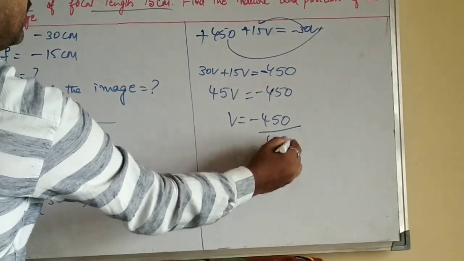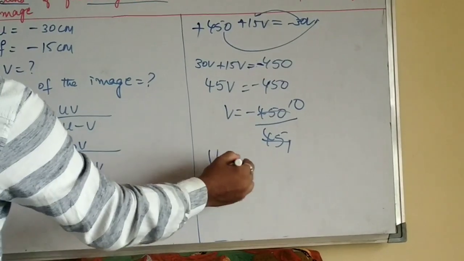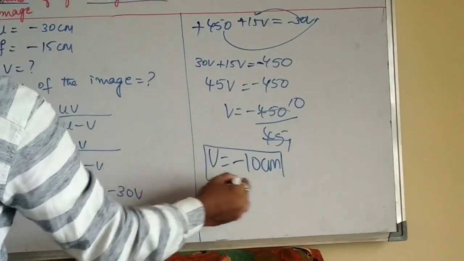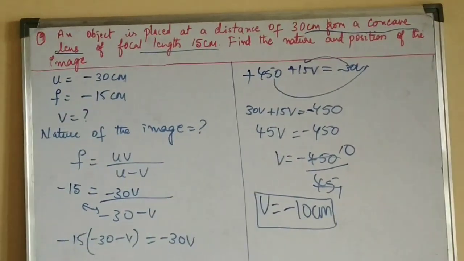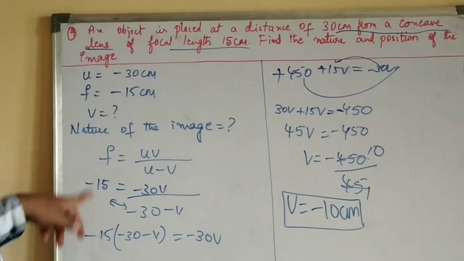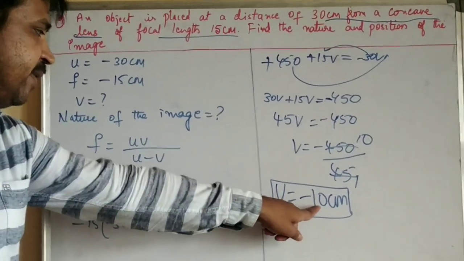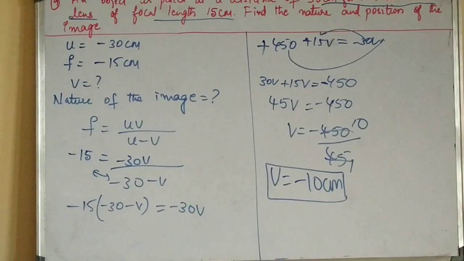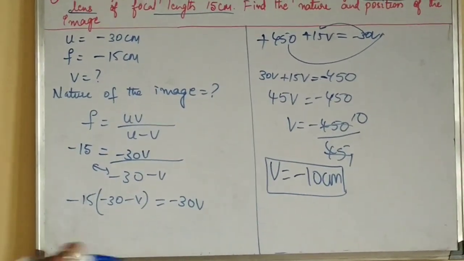divided by 45. So 1s are 10s are. So image distance is minus 10 centimeter. Okay, image distance is minus 10 centimeter. See the object distance. Object is at minus 30 centimeter. Image is at minus 10 centimeter. Means height of the image is less than the height of the object. So remember which ray diagram? Second ray diagram of the concave lens, right? So both are towards left side.